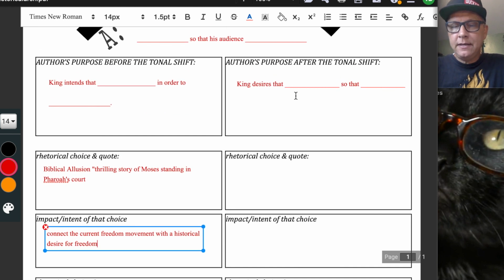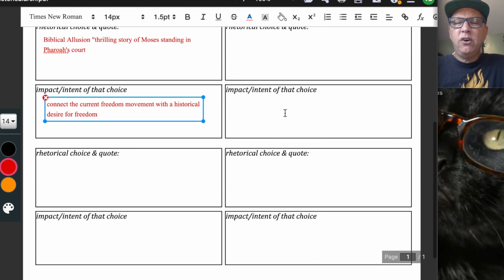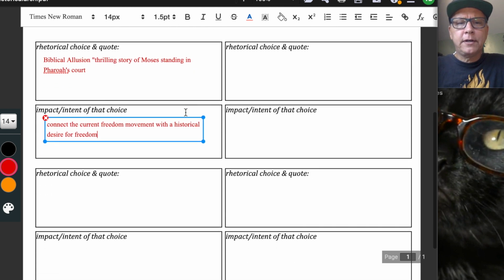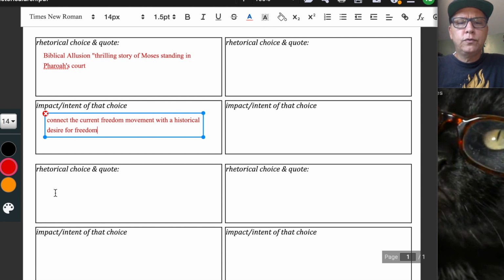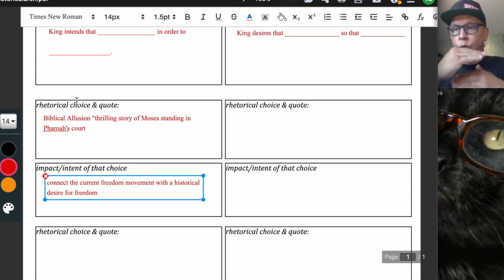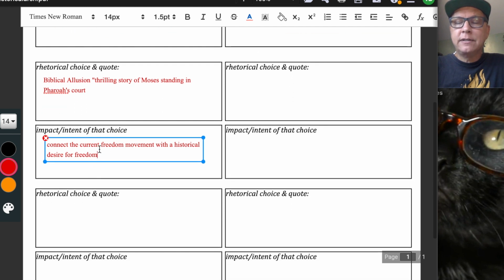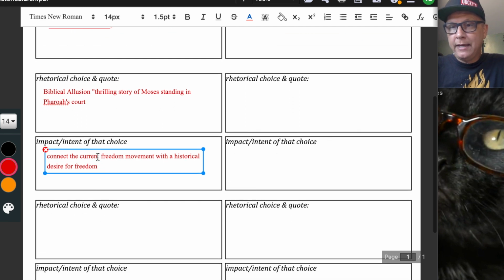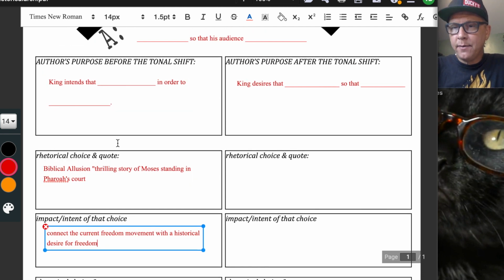All right, I do the same thing after the tonal shift. And notice in this particular graphic organizer, I only have two rhetorical choices and quotes that I've analyzed. So that tells you that you have to be very careful in your choices. You want to find two choices that back up this purpose. They have to kind of work with each other to back up the purpose. And then my impact or intent of that choice has to explain how that particular rhetorical choice proves what I said here about the purpose.